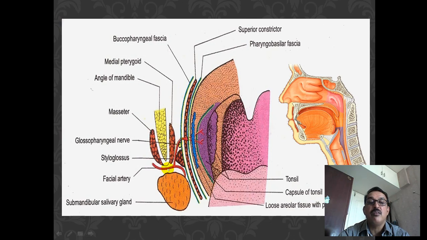The glossopharyngeal nerve, facial artery, styloglossus, submandibular gland. The mandible inside, mandible with the medial pterygoid inside and masseter outside.